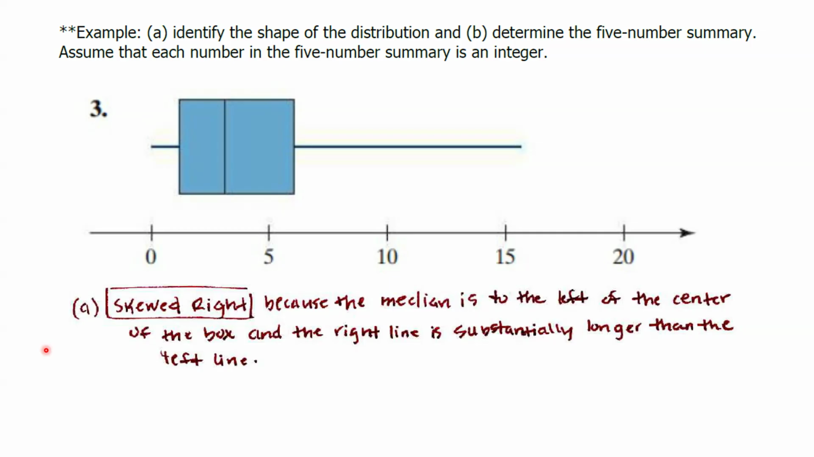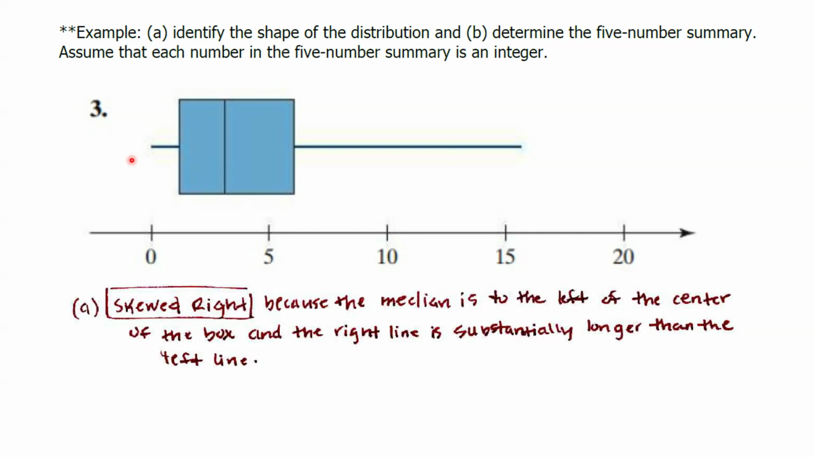Okay. So the median, which is the vertical line in the center here, is not in the middle. It's more to the left-hand side. So it's going to be to the left of the center of the box. So that's also a reason why it is skewed right, in addition to the whisker on the right-hand side being very much longer than the left-hand side.